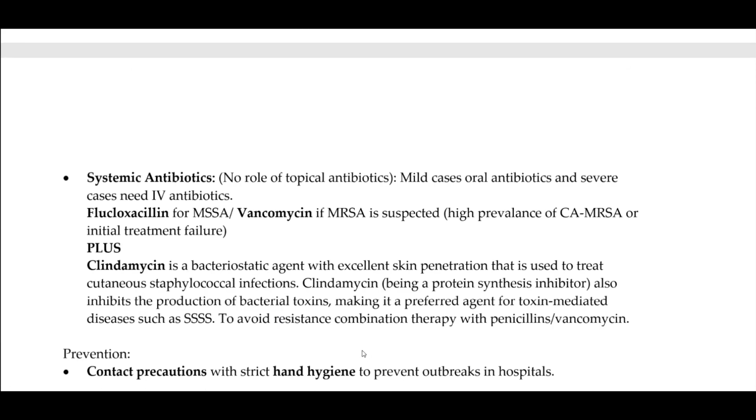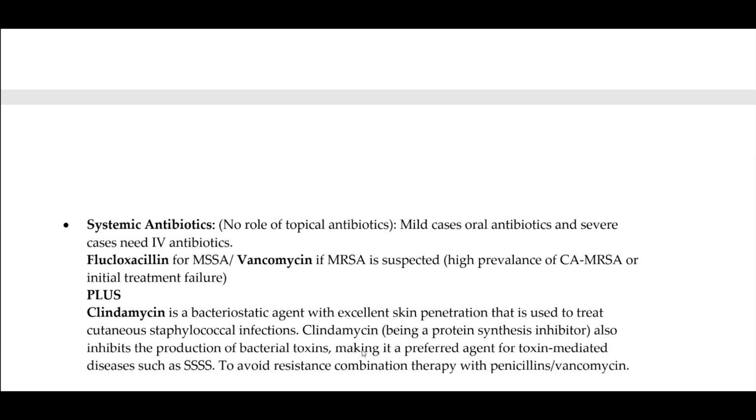Now, what is the role of antibiotics? There is no role of topical antibiotics, and systemic antibiotics, that is usually in the form of intravenous antibiotics, are needed in severe cases, and oral antibiotics in mild cases. Now, if it is MSSA, that is methicillin-sensitive Staphylococcus aureus, then flucloxacillin is a good choice. If it is MRSA, then vancomycin should be used. And a high prevalence of community-acquired MRSA or initial treatment failure points towards MRSA.